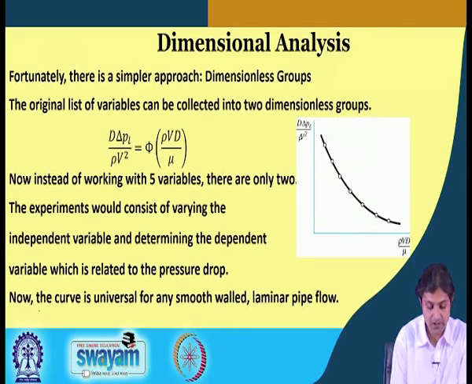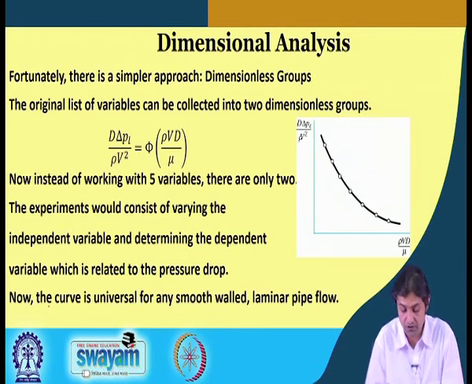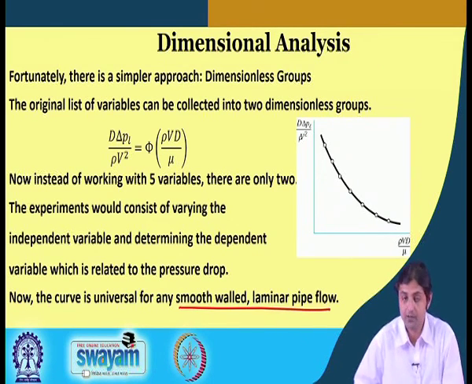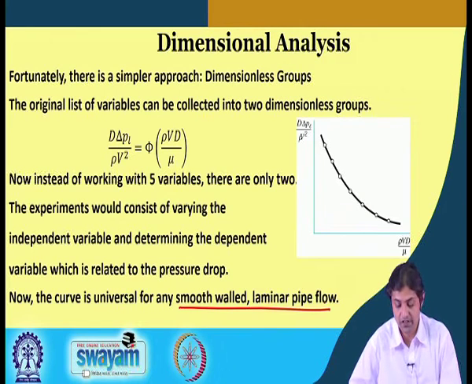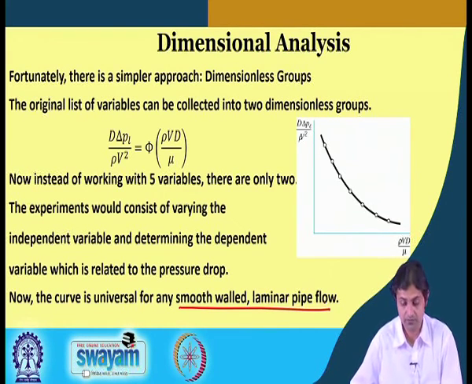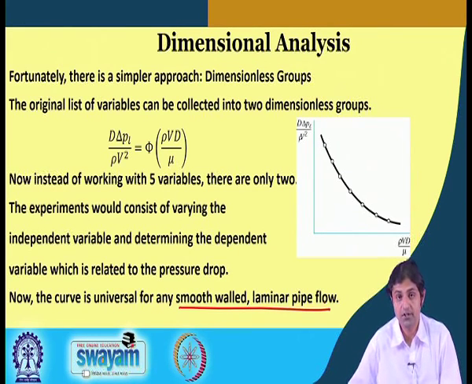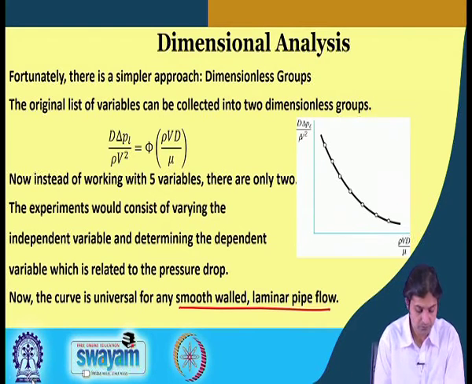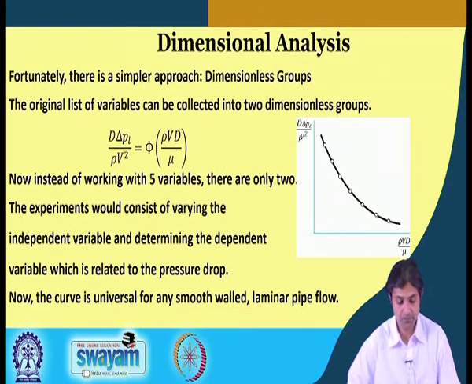Another advantage is that this curve is universal for any smooth walled laminar pipe flow, because we did not assume any roughness. So, it was a smooth walled laminar pipe flow. I mean, we will come to this. There are a couple of modules on pipe flow and open channel flow. Soon we will get some introduction in the coming weeks. Okay.